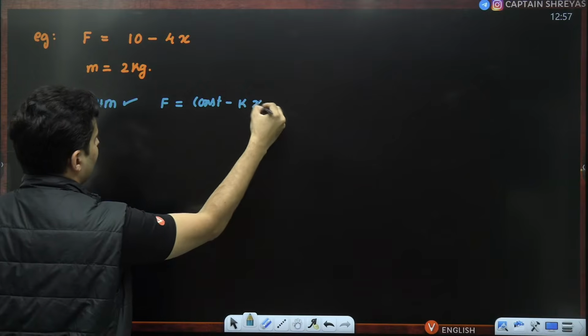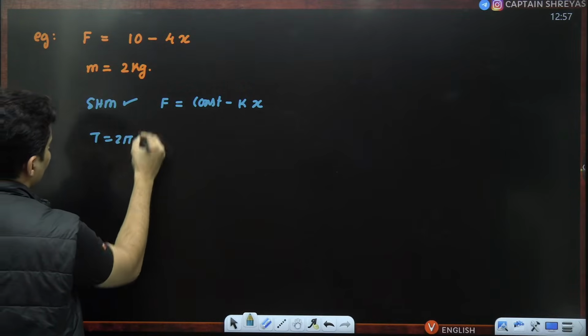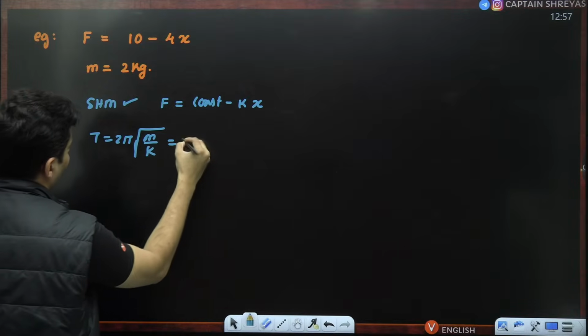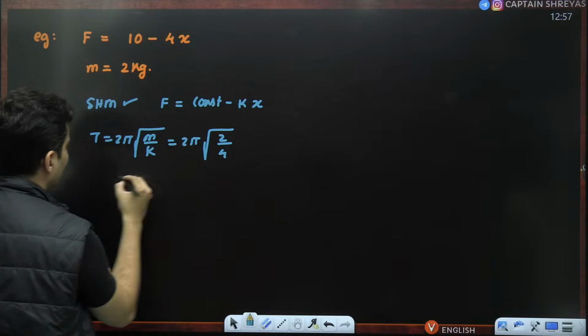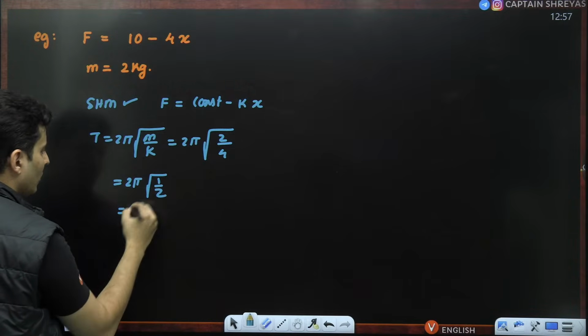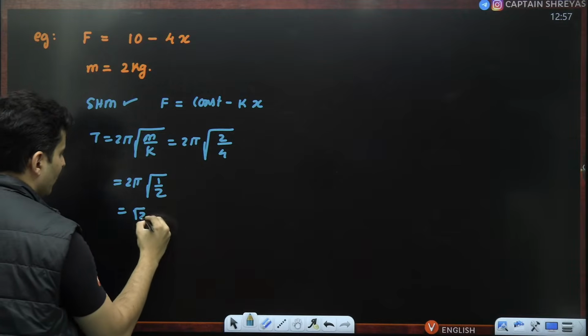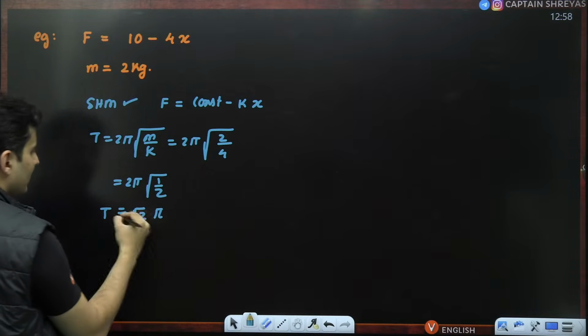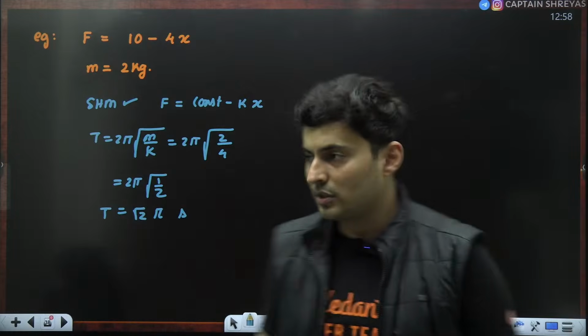Constant minus kx. So comparing, you can easily get time period 2 pi under root m by k. So 2 pi under root mass is 2, k is nothing but 4. So this will be 2 pi 1 by root 2. Root 2 will cancel because 2 by 4 was 2. Root 2 will cancel. So it will become root 2 pi. So time is root 2 pi seconds. Easily you can solve these kind of questions.